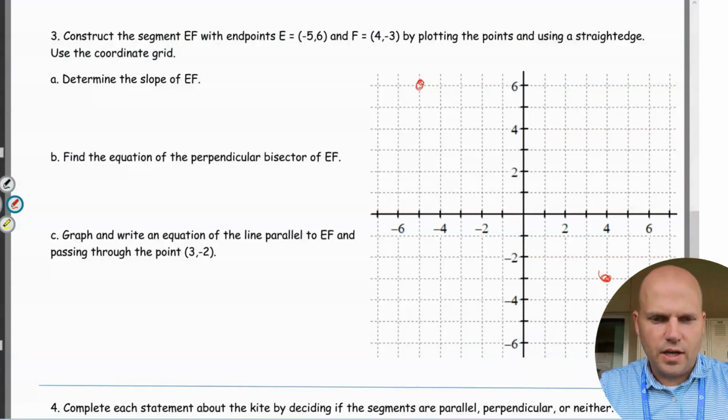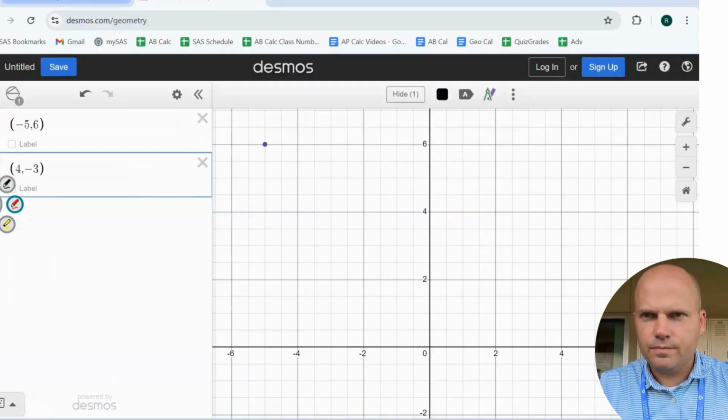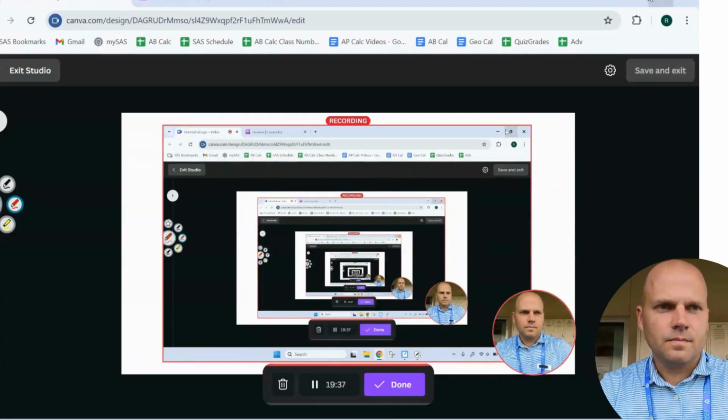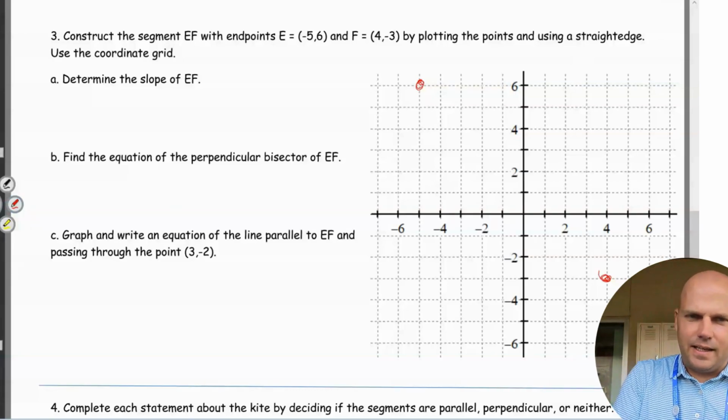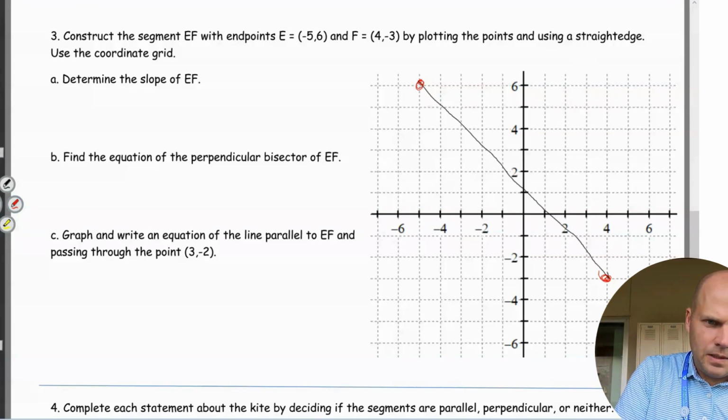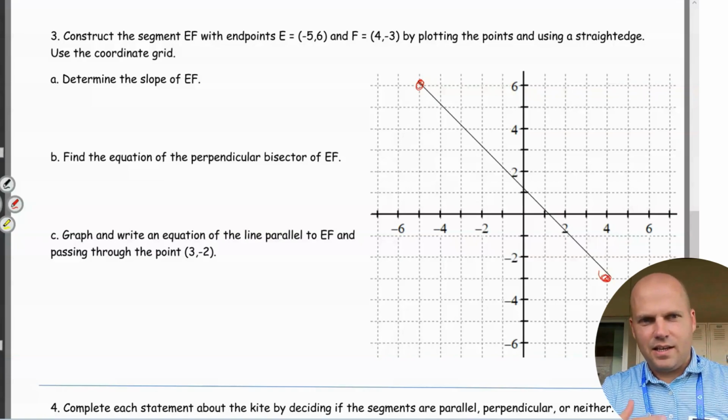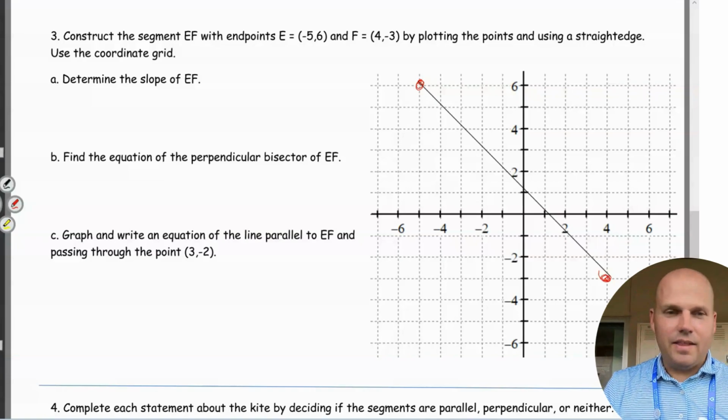Let me actually pause and ask a question, and then I'll come back. All right. You know what? I'm not gonna graph it perfectly. I'm just gonna eyeball it, and I'm not gonna assume that my line is straight or anything. I used a straight edge, but who knows?